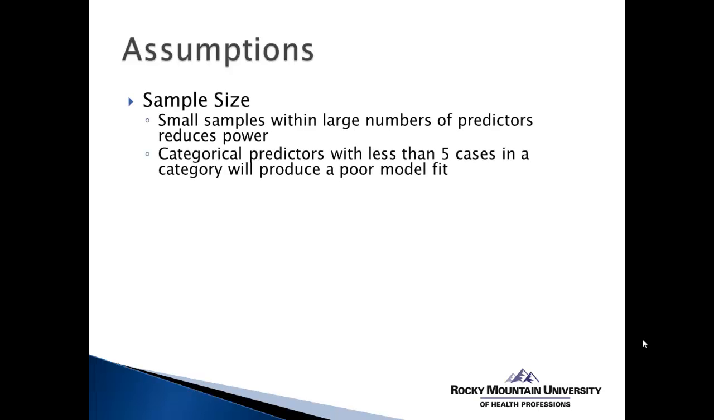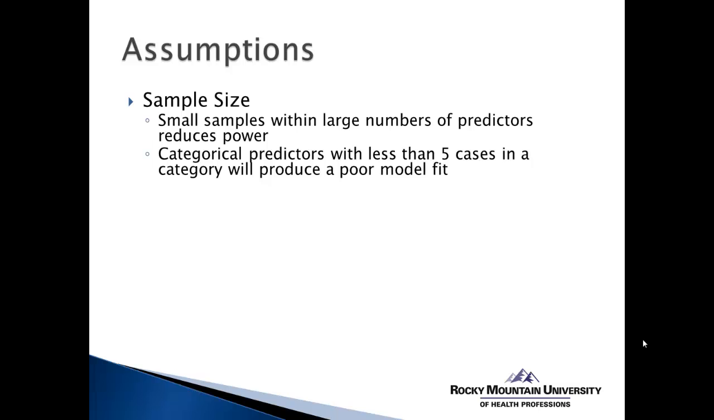So one of the first assumptions that we make is that we have a reasonable sample size. And the rule of thumb we typically use, if we can have about 15 subjects per predictor variable, that's considered to be kind of a basic minimum of a sample size. Part of the issue we run into is if we have fairly small samples relative to a large number of predictors, that can really reduce the statistical power of the analysis, and that will make the model be a little less accurate.